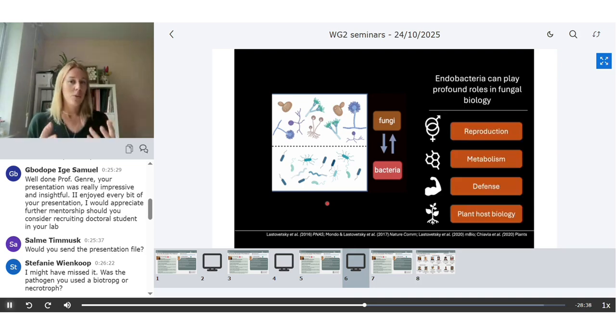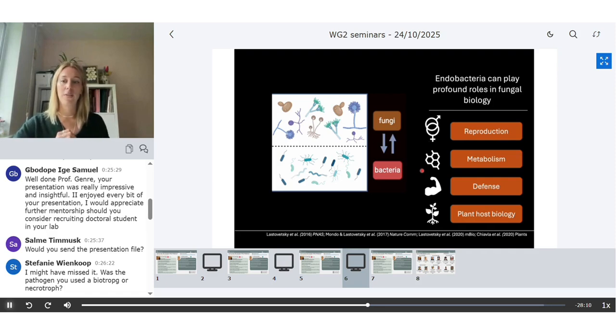Even though we don't know a lot about it, what we do know is that endobacteria can play profound roles in fungal biology. For example, endobacteria can affect the reproduction of their host. In the case of the fungus Rhizopus microsporus, if you remove its bacterial endosymbiont, it loses its ability to reproduce sexually and, for the most part, asexually as well.